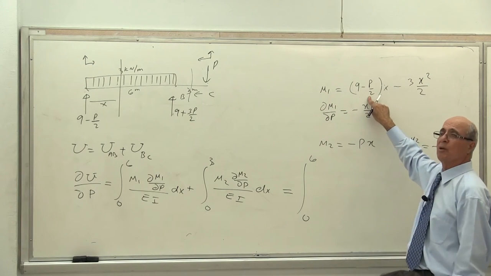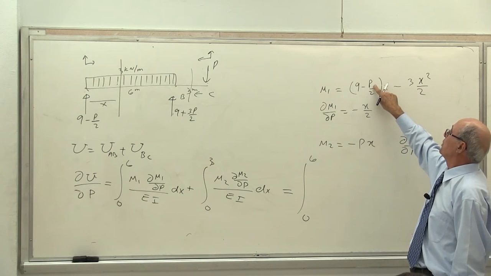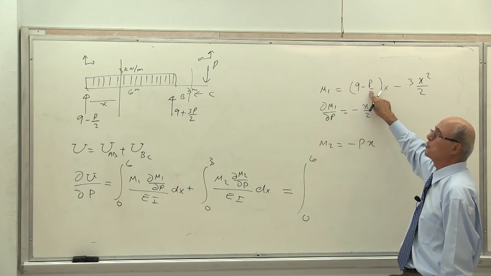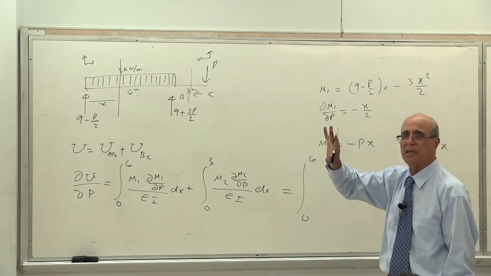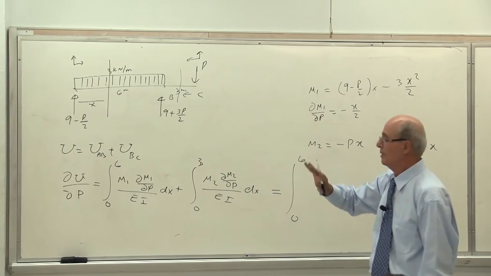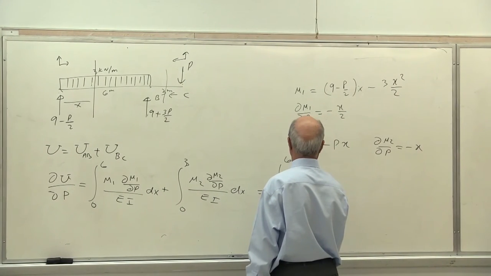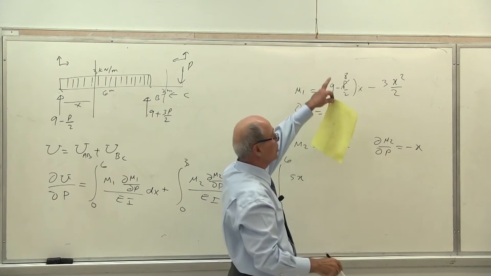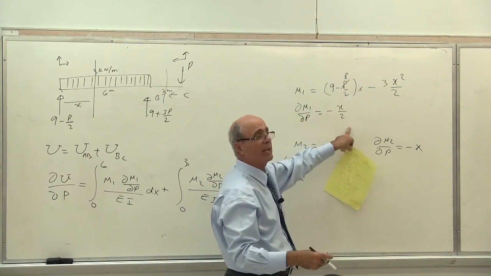Now, what's this number equal to? 4, because p was 8, yes or no? 8 divided by 2 is 4. 9 minus 4 is 5. Is that correct or not? Yes? So it is 5x. This is 8 now, after the derivative, because I could not put 8 there before, since I could not take the derivative.